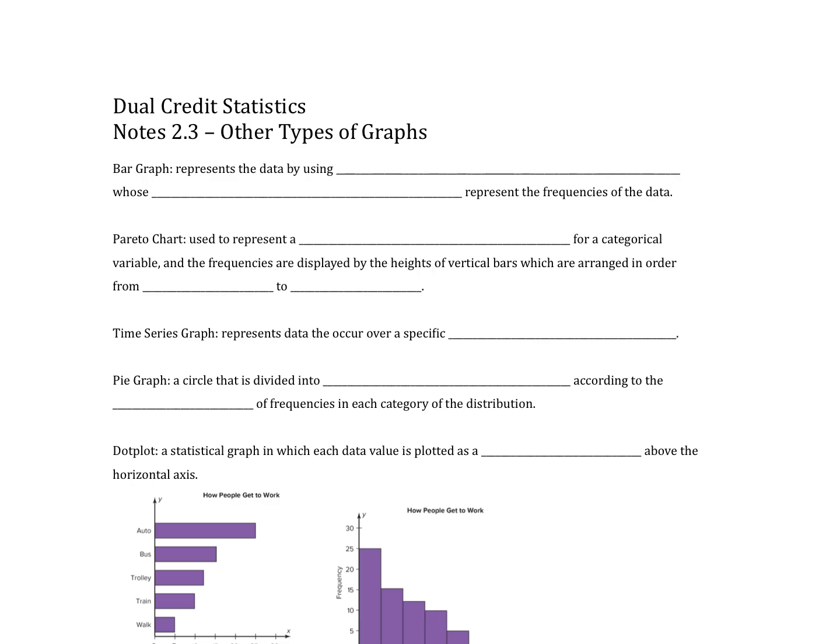Okay, so other types of graphs. You have a bar graph. It can be represented by either vertical or horizontal bars whose heights or lengths represent the frequencies. So basically a histogram, but it can be vertical or horizontal.